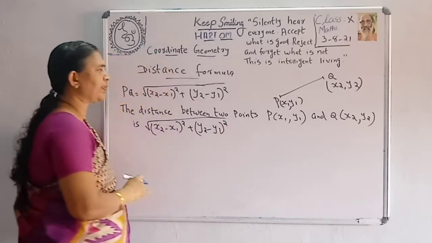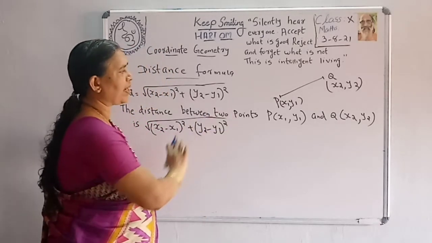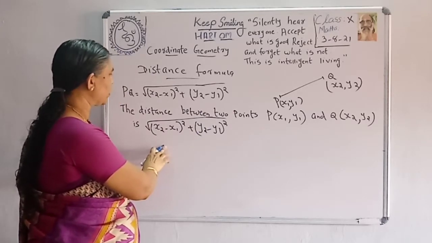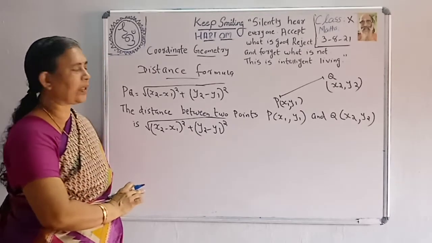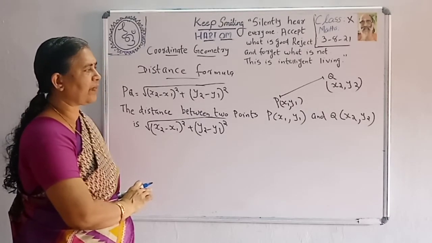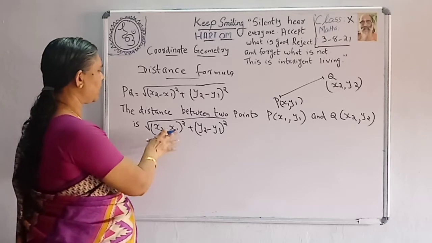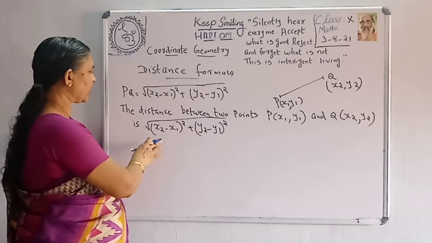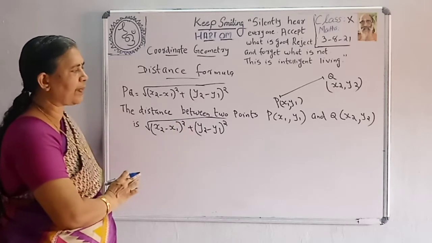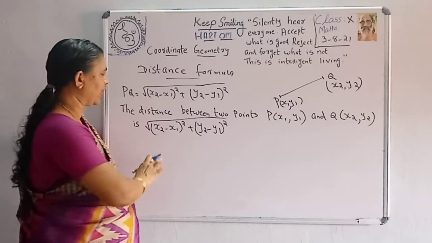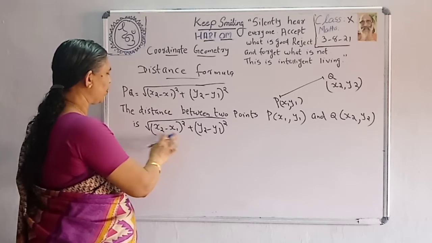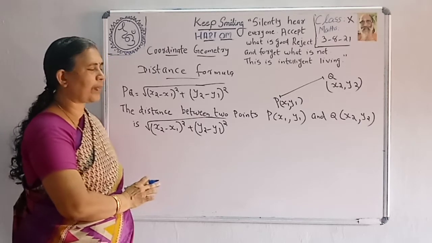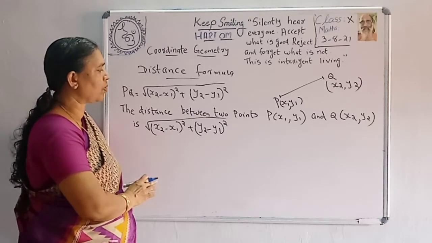So to find the distance between two points P(x1, y1) and Q(x2, y2), we use the formula: the distance PQ is equal to the square root of (x2 minus x1) the whole square plus (y2 minus y1) the whole square. This formula is called the distance formula. You can find the distance between two points using this formula. Okay.